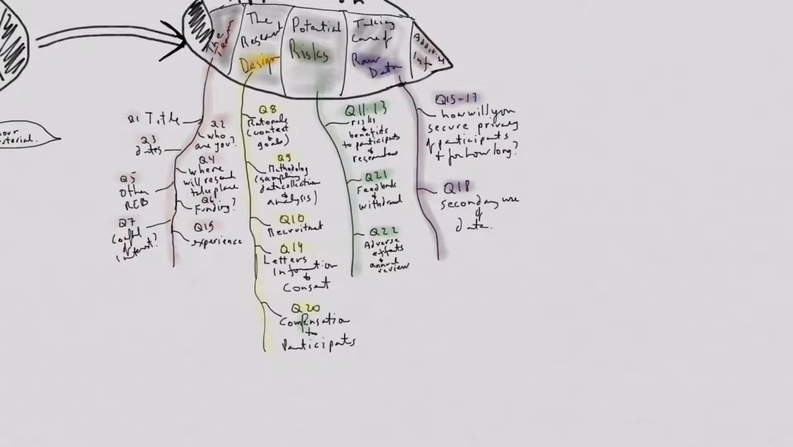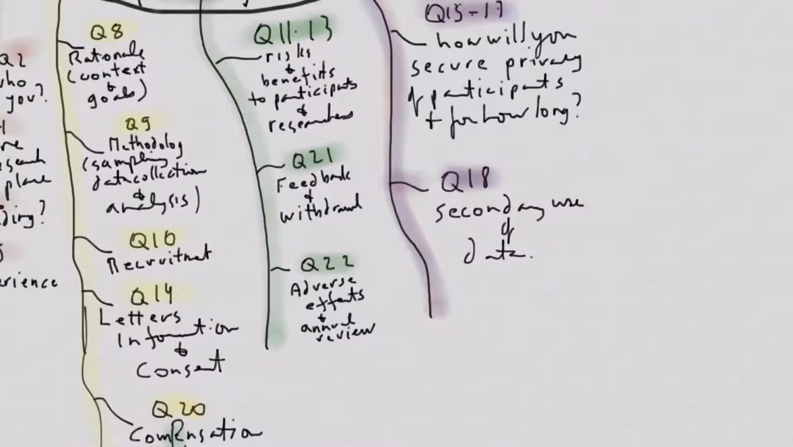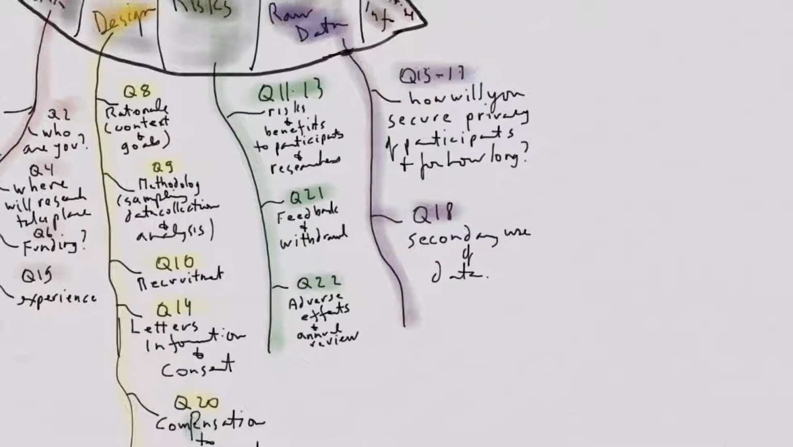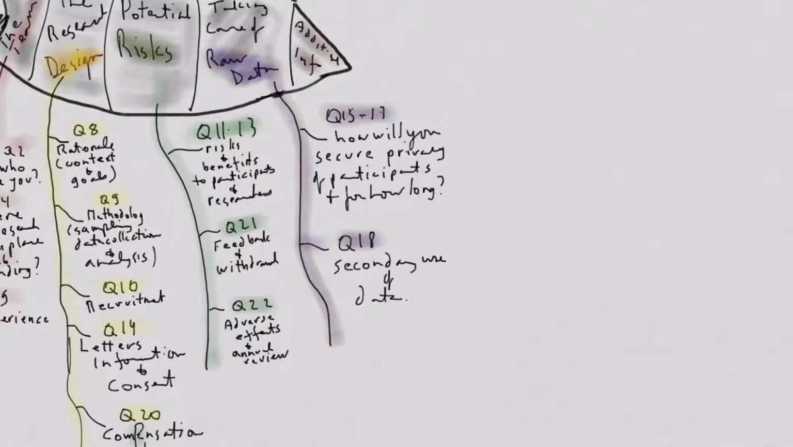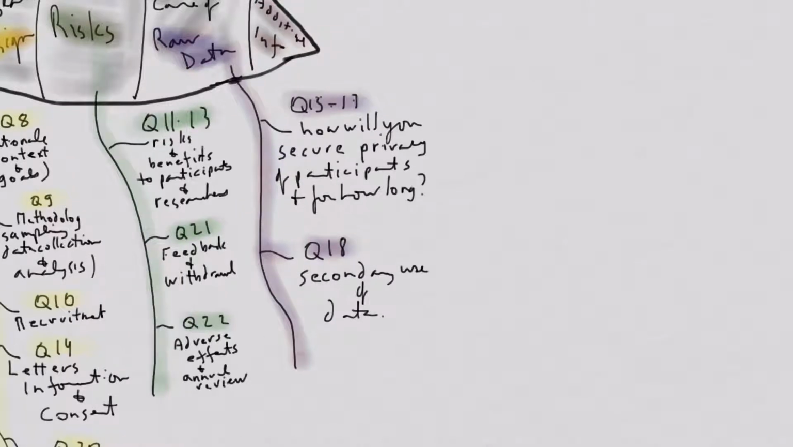Next, potential risks. Potential risks and benefits to participants. We look at questions 11 to 13, question 21 and question 22. Those are pretty straightforward. They're making explicit things that you know. Then taking care of raw data. How will you secure the privacy of the participants, and for how long will you do so? And question 18, secondary use of data.